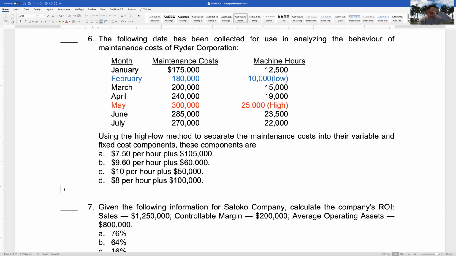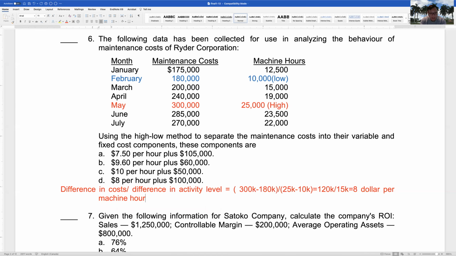Now let's figure out the variable cost and the intercept. Here we want to figure out the variable cost, so what is the slope? You use the difference in costs divided by the difference in activity level. So the difference in cost from high 300K minus low 180K, divided by 25K minus 10K. This gives me 120K divided by 15K, so that gives me 8. It's $8 per machine hour.